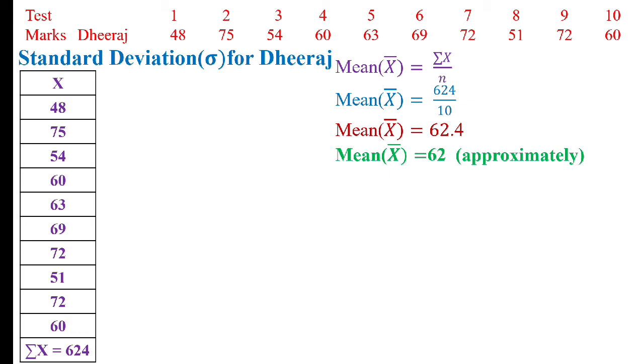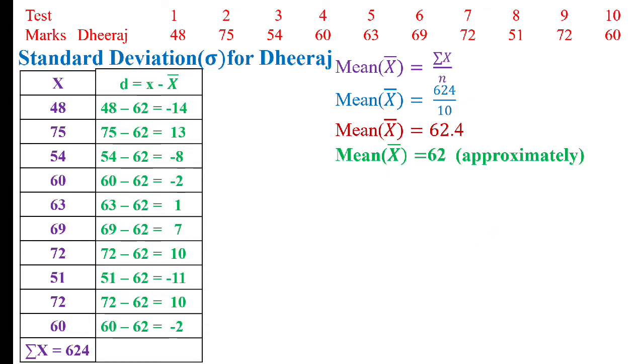For calculation convenience, we find the deviation equal to x minus x bar. 48 minus 62 equals minus 14. 75 minus 62 is 13. 54 minus 62 is minus 8. 60 minus 62 is minus 2. 63 minus 62 is 1. 69 minus 62 equals 7. 72 minus 62 equals 10. 51 minus 62 equals minus 11. 72 minus 62 equals 10. 60 minus 62 is minus 2. Then we take the squares of these values.